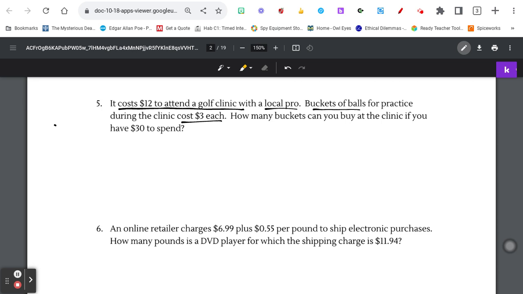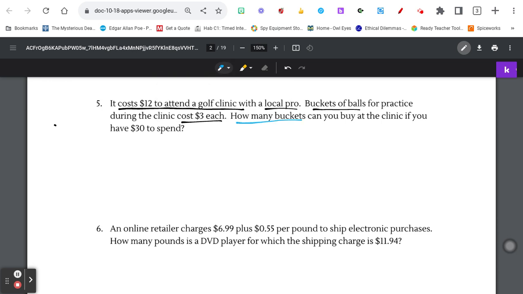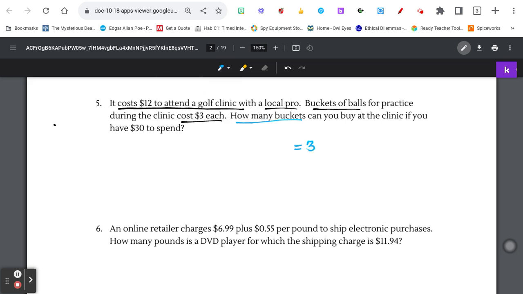All right, then the question asks, how many buckets can you buy at the clinic if you have $30 to spend? All you have is 30. So basically, you want your balance to end up being $30. That's what you want. That's your ending balance. That's what you want to pay because you don't have any more money than that. Okay? Take that ED off and put ING.